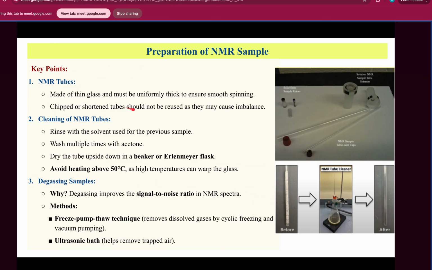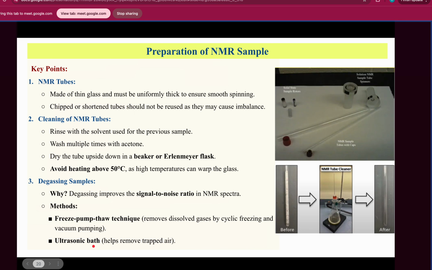So now till here we have cleaned our tubes and made sure that the tubes are fine. Now we also need to make sure that the sample which we are adding is also fine. So we need to degas it, which means we need to remove the gases present inside the sample, so that we can improve the signal to noise ratio in the NMR spectra. Noise here means the faulty signals which we are observing. The method to degas the sample is the freeze-pump-thaw technique, in which we remove the dissolved gas by cyclic freezing and vacuum pumping. Firstly we freeze it and then we perform the vacuum pumping so that any gas present in the sample can be removed.